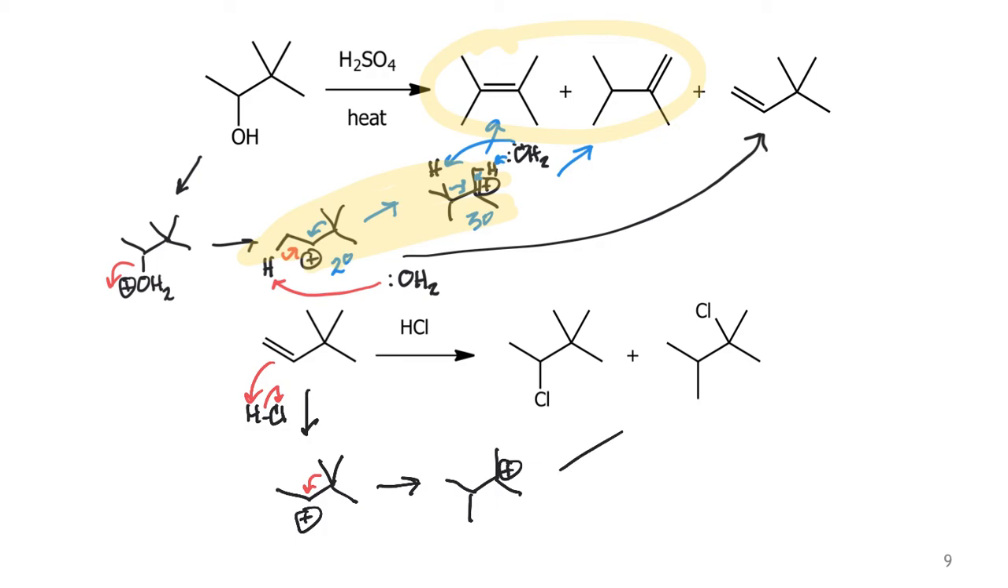And the two different products are formed by the reaction with chloride ion. So if the chloride ion adds to the secondary carbocation, you would form the first product, and if the chloride ion adds to the tertiary carbocation, we produce the second product.